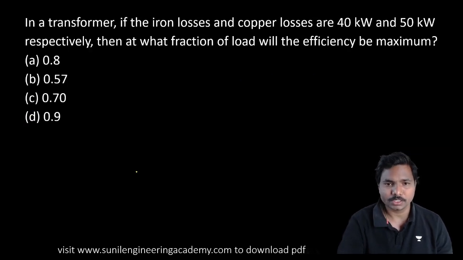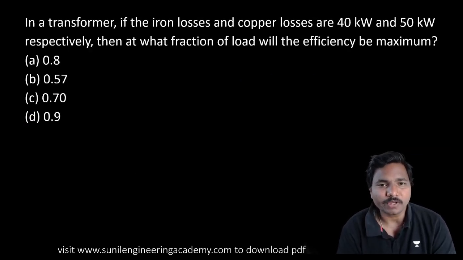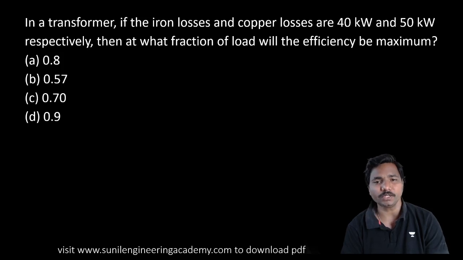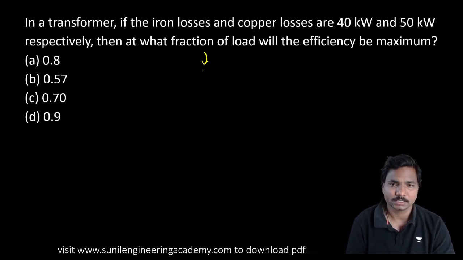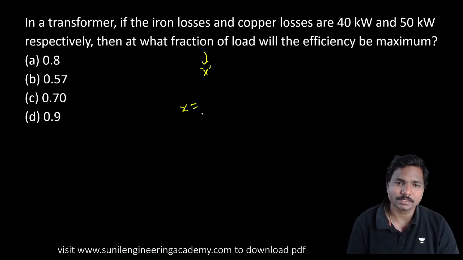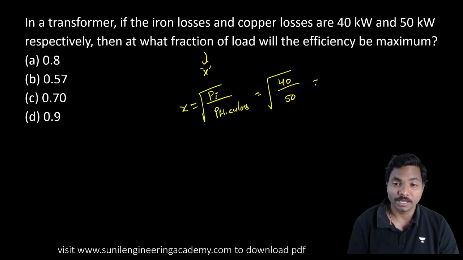Coming to the next question. In a transformer, if the iron losses and copper losses are 40 watts and 50 watts respectively, then at what fraction of the load, that means x, will the efficiency be maximum? Now we have calculated x is equal to root of iron losses by full load copper losses. Iron losses are 40, full load copper losses are 50.